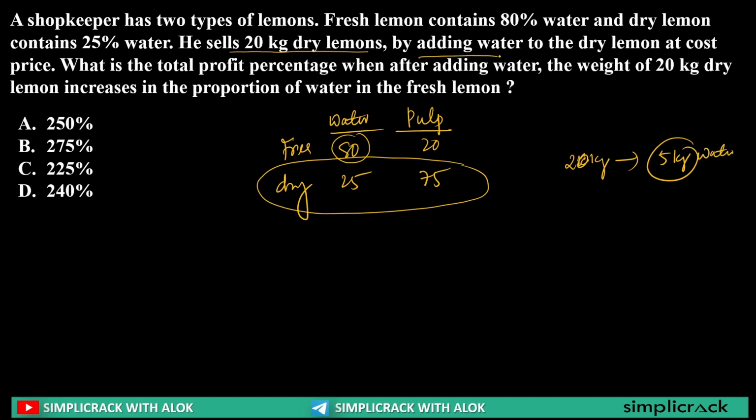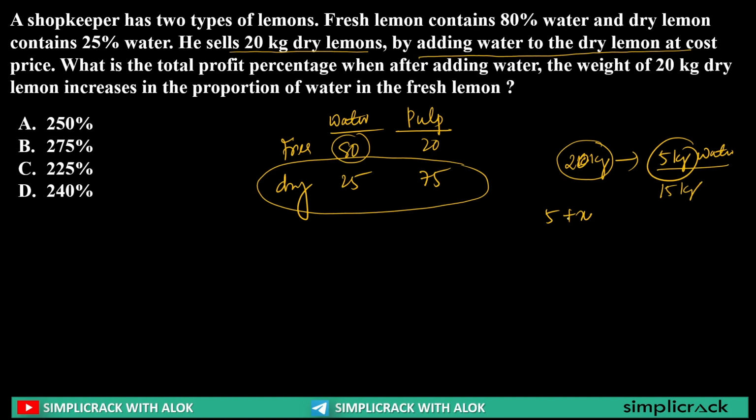Now we are adding x amount of water to the dry lemon at cost price. What we are getting is in the proportion of the water present in the fresh lemon. Now see, if 5 kg is the water in 20 kg dry lemon, pulp is 15 kg. Yes sir, you are right.